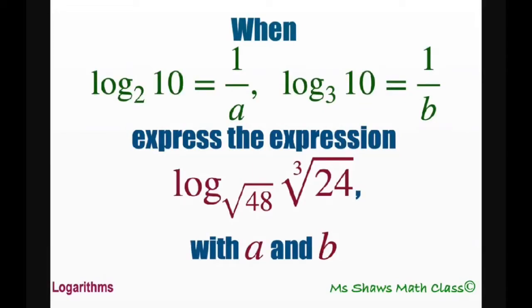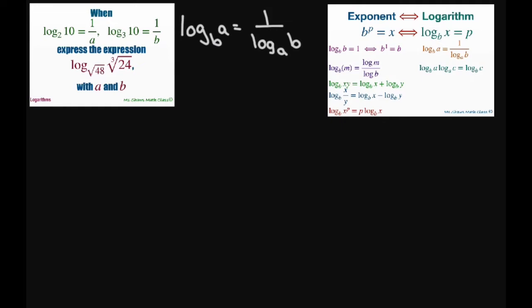Hello everyone. We have log base 2 of 10 equals 1 over a, and log base 3 of 10 equals 1 divided by b. We're going to express log base square root of 48 of cube root of 24 with a and b. There's a formula we can use to rewrite this, because what we have here are both tens, which is good to have for common logs, but our bases are different. I also want to get rid of the fractions.